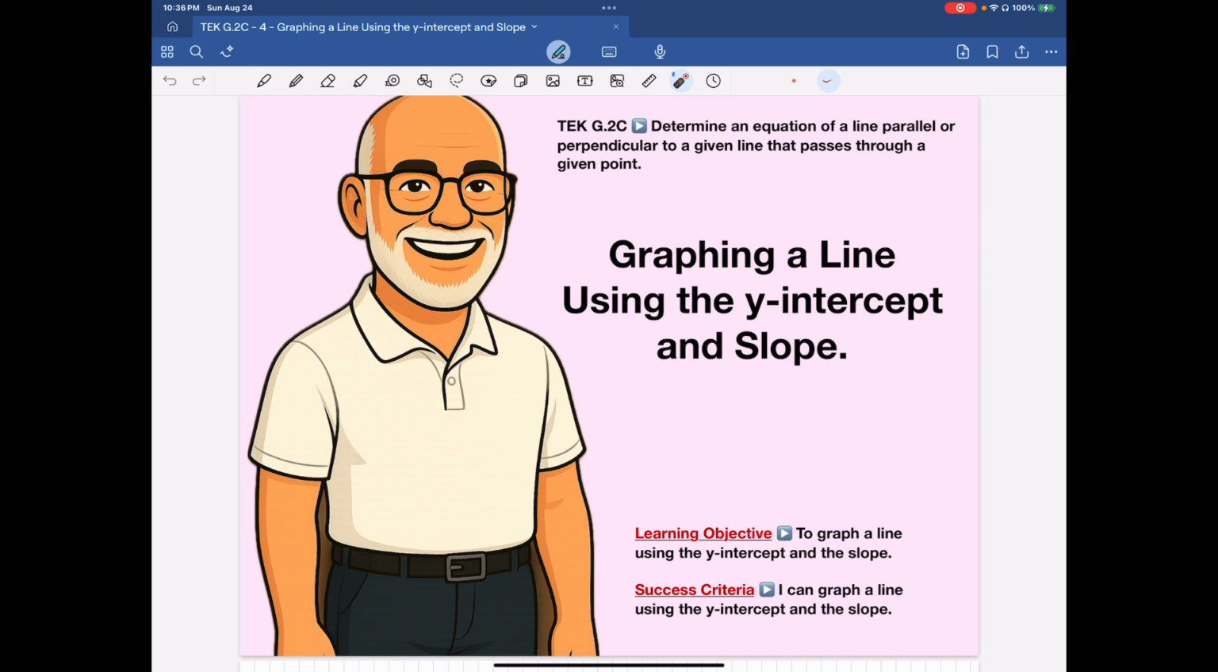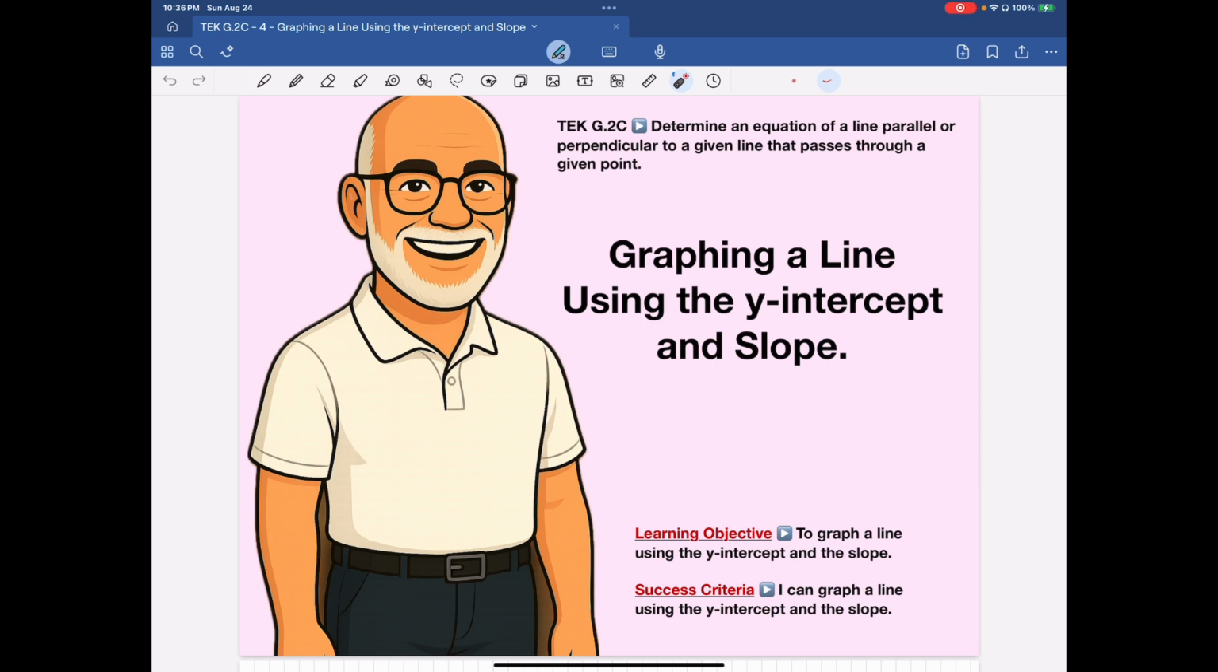Welcome back, geometry thinkers. Today's TEK is TEK G2C: Determine an equation of a line parallel or perpendicular to a given line that passes through a given point. The topic of today's video is graphing a line using two pieces of data, a y-intercept and a slope.